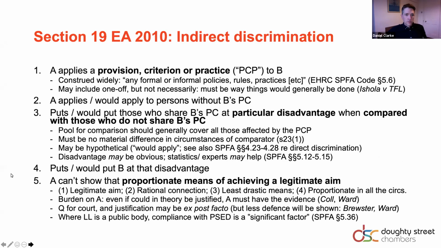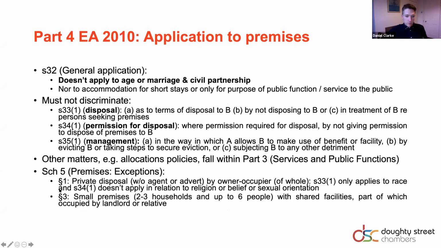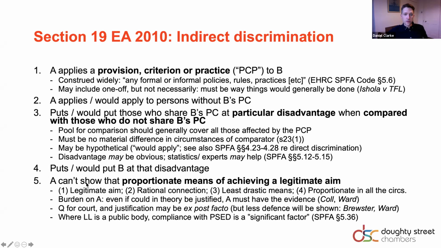So, starting with a very lightning recap of indirect discrimination. Section 19 of the Equality Act provides that where A applies a provision, criterion or practice, referred to as a PCP, to B, and A applies or would apply the same PCP to people without B's protected characteristic; that PCP puts or would put those who share B's protected characteristic at a particular disadvantage when compared to those who do not; the PCP puts or would put B at that disadvantage; and A can't show that the PCP is a proportionate means of achieving a legitimate aim, then in the spheres to which the Act applies, that will constitute unlawful indirect discrimination.